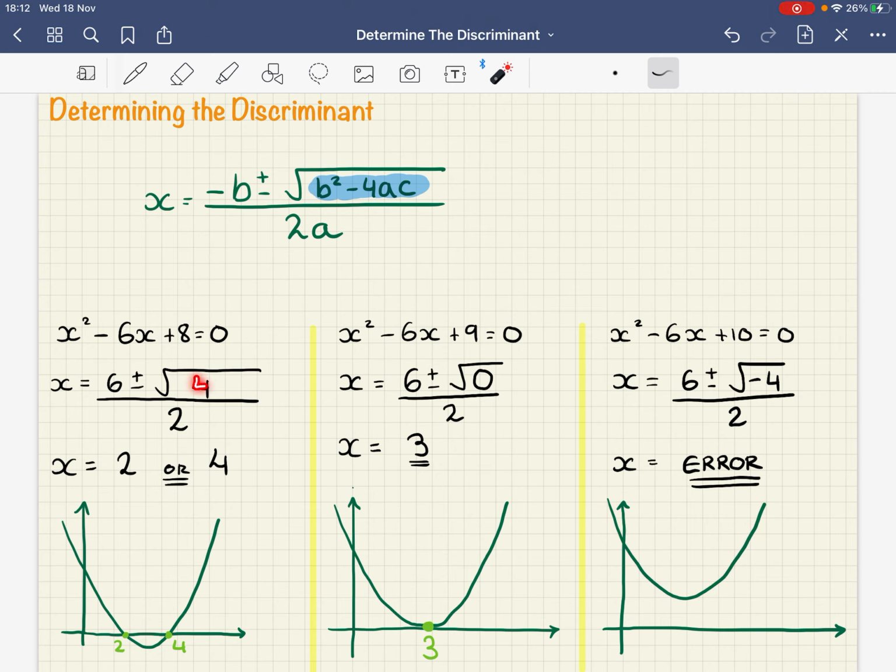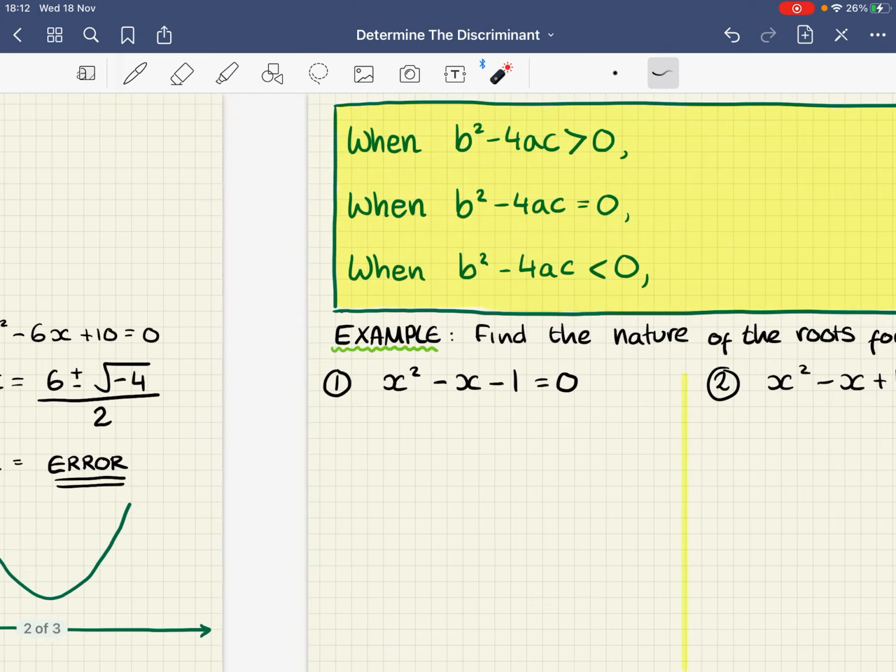And so the key thing to focus on is for this first one, I have a positive discriminant, which resulted in 2 roots. In this one, my discriminant is 0, which resulted in 1 root. And in my last one, my discriminant is a negative, which results in no roots. And using that, we can help ourselves identify the nature of the roots.